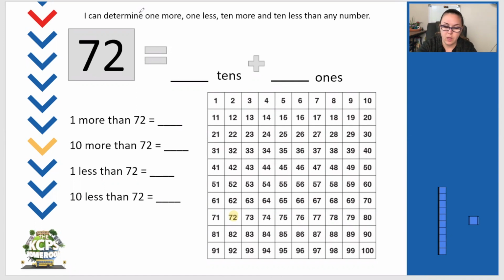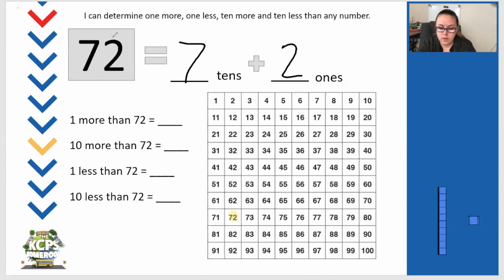Let's back up actually. Can you tell me how many tens and ones are in this number? Because we have to start there in order for this to make it easy for us. So when we model 72, you can build it with your base 10 blocks. You're going to find that you have 7 tens and 2 ones. Remember, the number on the left of a 2-digit number will always be the tens, and the number on the right will always be the ones. So we've highlighted 72 on our hundreds chart. Now we can talk about 1 more than, 10 more than, 1 less than, and 10 less than.